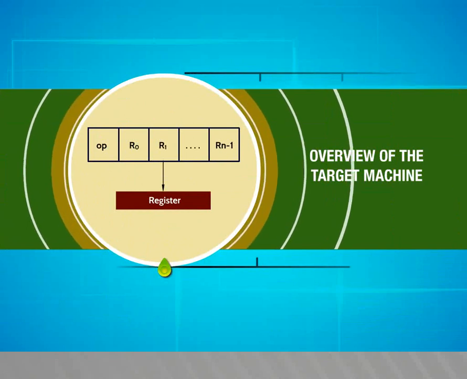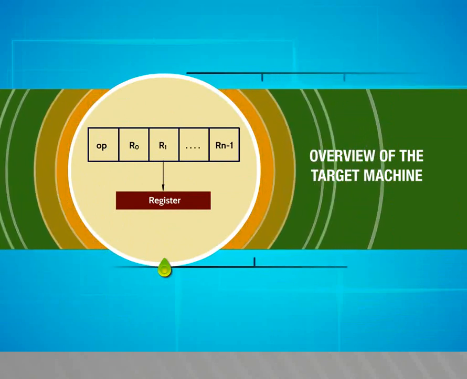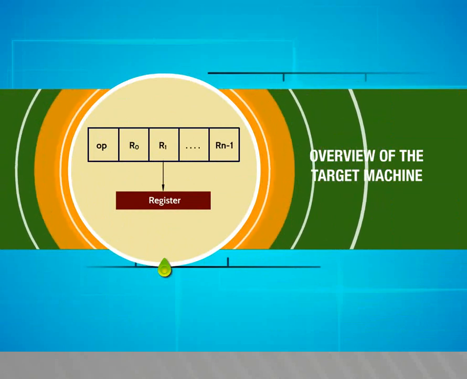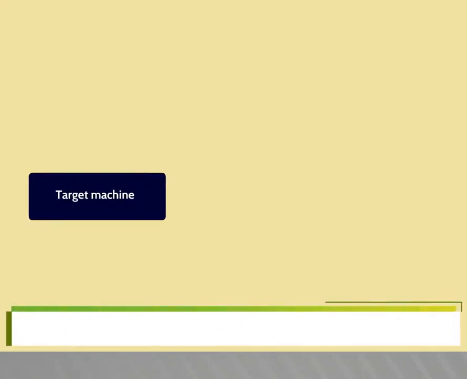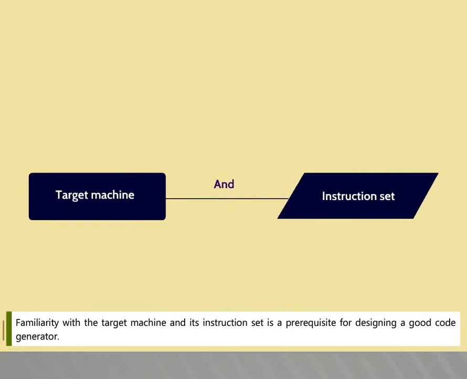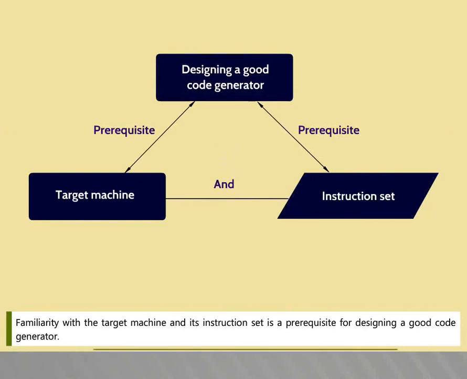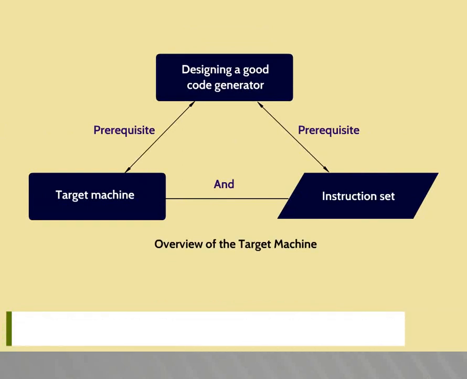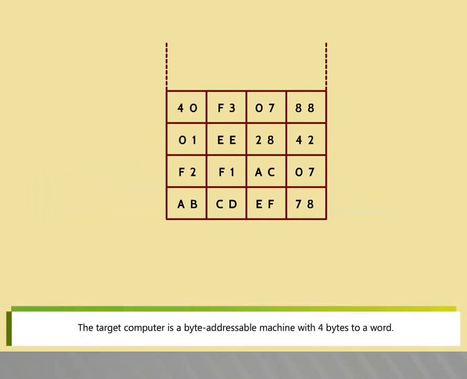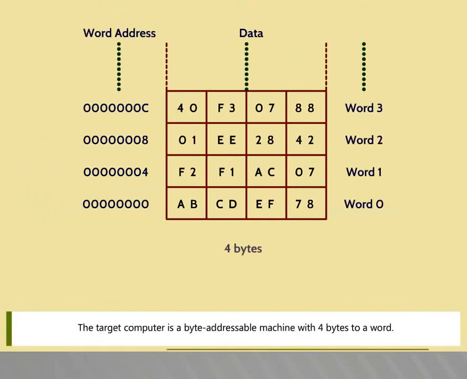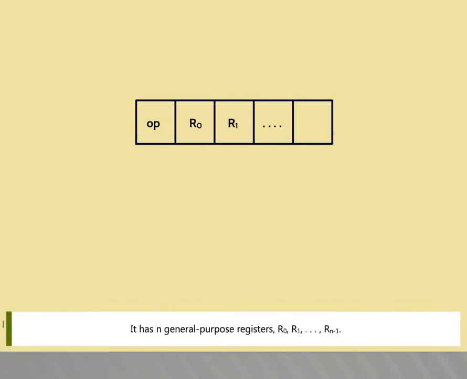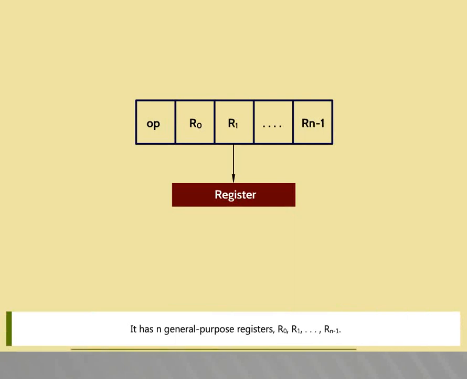Overview of the target machine. In this video, we are going to see about the overview of the target machine. Familiarity with the target machine and its instruction set is a prerequisite for designing a good code generator. The target computer is a byte addressable machine with 4 bytes to a word. It has n general purpose registers R0, R1, up to Rn-1.